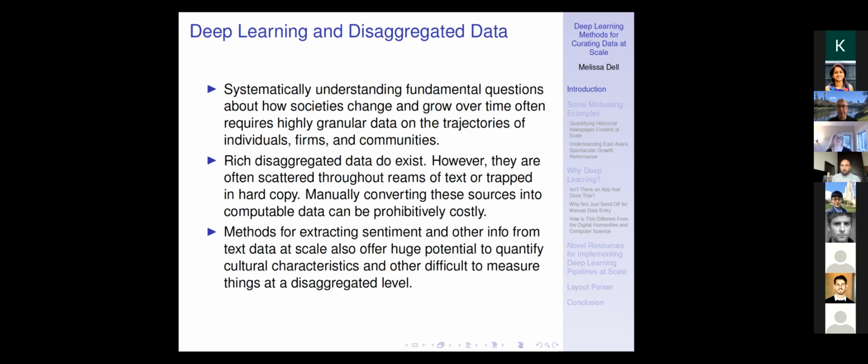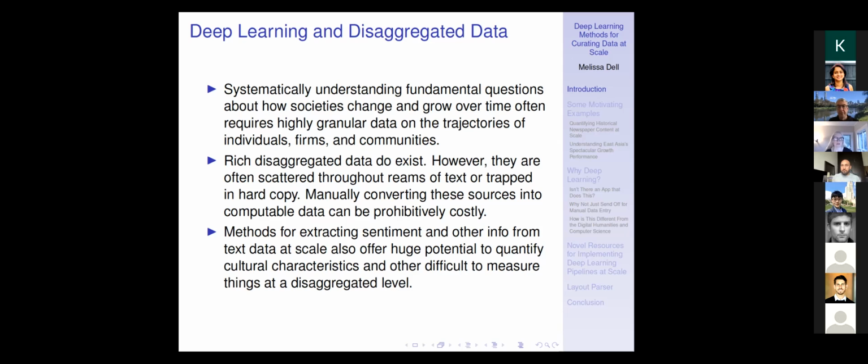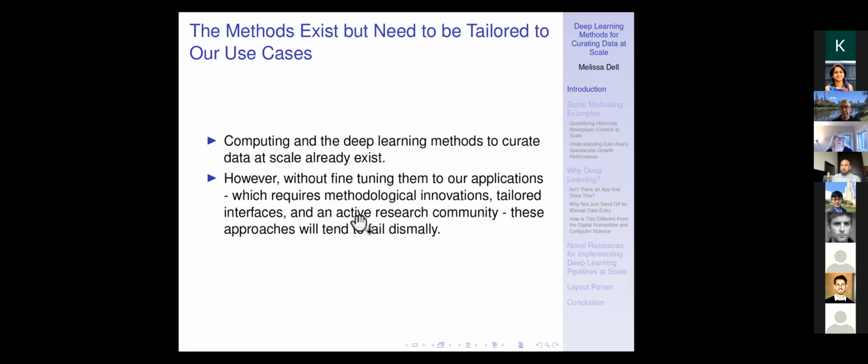And oftentimes, rich disaggregated data do exist, but unless we're talking about the very modern period, which is what much of the literature has focused on, they tend to be trapped in hard copy, and manually converting these sources is just way too costly. Maybe some of it's been done for countries like the US, like the US Census, where there's a huge demand for that, but by and large, this disaggregated information is trapped in hard copy, and it's not going to be feasible to type it all in by hand. But these methods really have a potential to transform that.